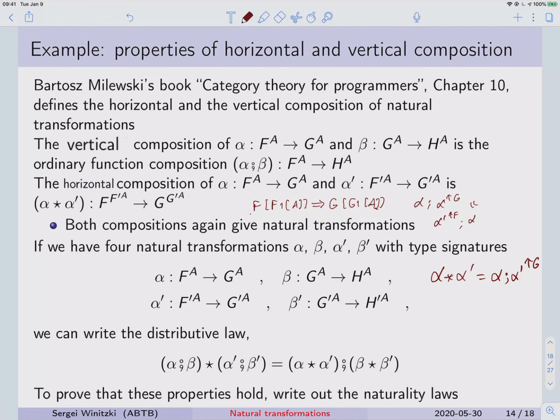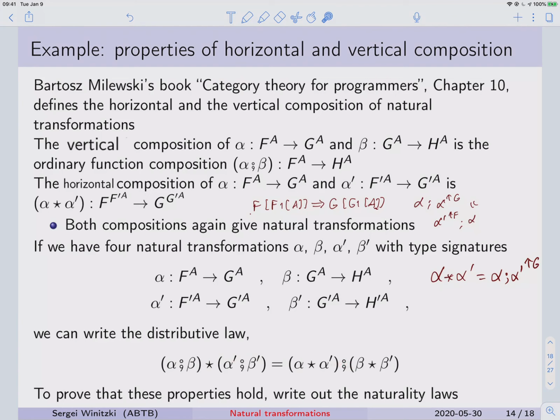And so to prove that these properties hold, that these two are natural transformations and that this holds, we just write out the naturality laws and move things around using naturality laws, because the naturality law moves the lifted function around to the other side of other functions until we get the property we need. So I will not go through all of these derivations, just the last one, the distributive law.